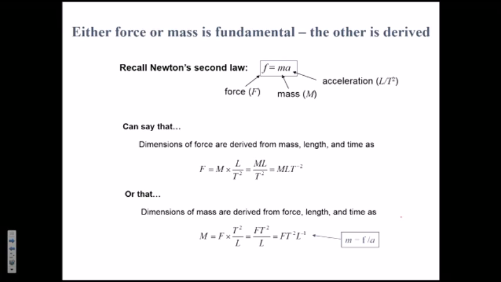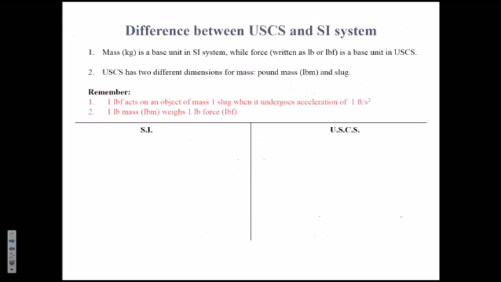If I want to get the dimension of mass, because I know the dimension of force, which is what we will have in the USCS system, then I just have to rearrange this formula, take t squared on this side, take L on this side, and I will get M equal to F times t squared times L to the power minus 1. Same formula, we can go from force to mass or mass to force. And we'll use these formulas to get our units in the two systems.